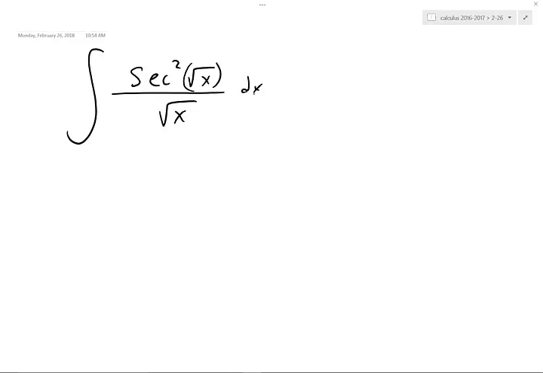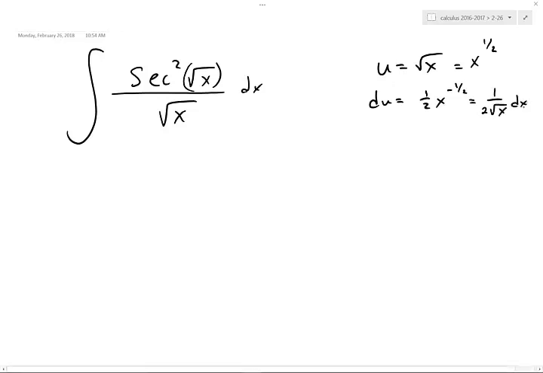Do you see a function in a function? I feel like u is the square root of x, isn't it? That's what it feels like to me. But what would du be? And be very careful, because this is really x to the 1/2 power, is it not? So it'd be 1/2 x to the negative 1/2, a.k.a. 1 over 2 square root of x. Are you with me? Trace says no. Trace, do you see this, sir? The derivative of this is this, sir.